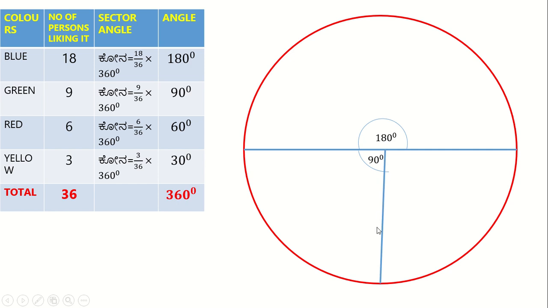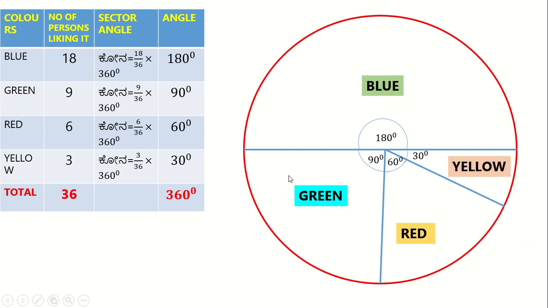So this gives you the 90 degrees, and then by marking 60 degrees here we have to draw another radius at 60 degrees. And at last the left angle is 30 degrees. So by naming all these, that is blue, green, red and yellow, you get all these like this. So this is the pie chart we have to draw for this problem.